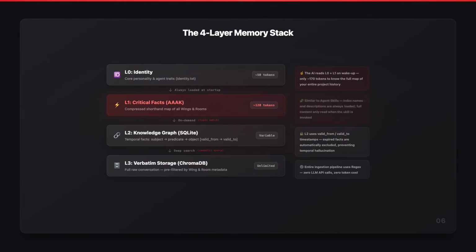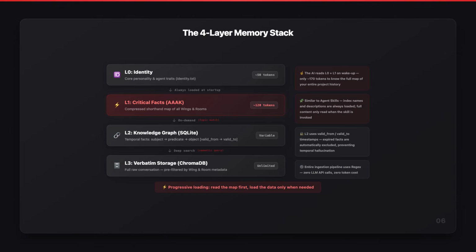Now let us look at the logical stack that ties this all together. MemPalace uses a 4-layer progressive loading system to keep the context window incredibly lean. Layer 0 is identity, just 50 tokens that define the agent's personality, always loaded. Layer 1 is critical facts, encoded in the AAAK dialect, roughly 120 tokens that map the entire palace. Think of it as loading the table of contents without loading the book. This is actually the same pattern used in agent skills, where the name and description of each skill are always loaded, but the full contents are only read when that specific skill is invoked. MemPalace applies this exact lazy loading principle to memory.